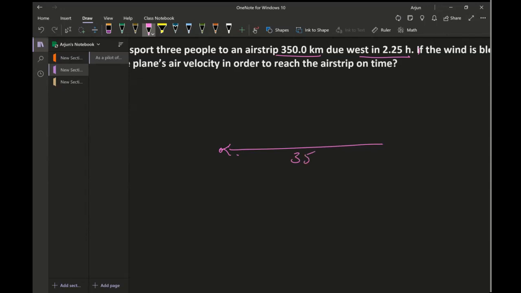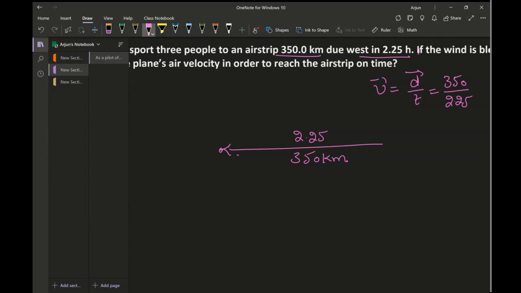That distance is 350 kilometers in the west direction, and this distance should be traveled in 2.25 hours. So we can assume that the same amount of time, whatever is given to us, will be taken by the plane to cover the complete displacement. And I can find the speed or the velocity with which the plane is flying. That will be equal to distance or displacement divided by time. That will come out to be 350 divided by 2.25.